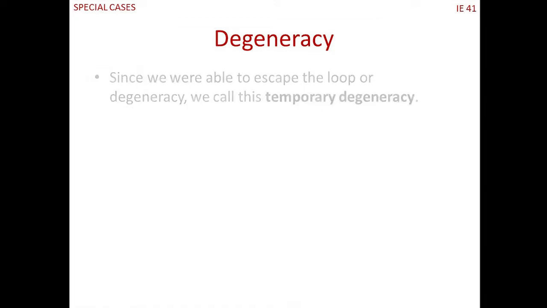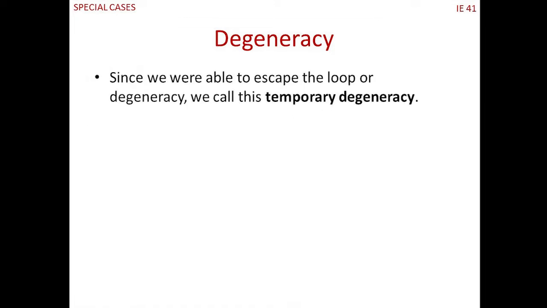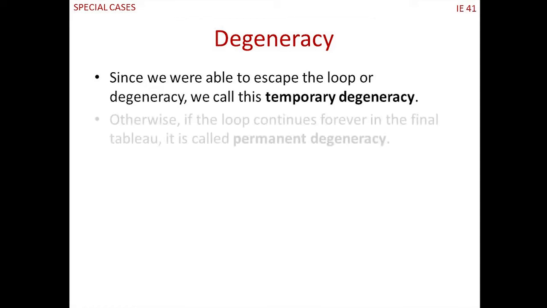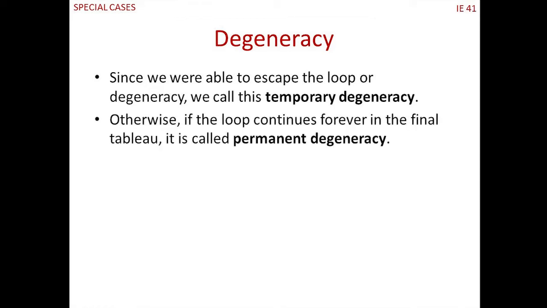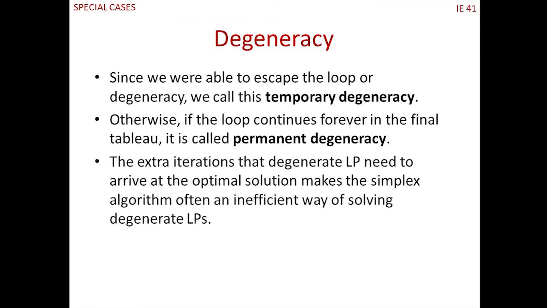Additional information. Since we were able to escape the loop of degeneracy, we call this temporary degeneracy. Otherwise, if the loop continues forever in the final tableau, it is called permanent degeneracy. The extra iterations that a degenerate LP needs to arrive at the optimal solution make the simplex algorithm often an inefficient way of solving degenerate LPs.